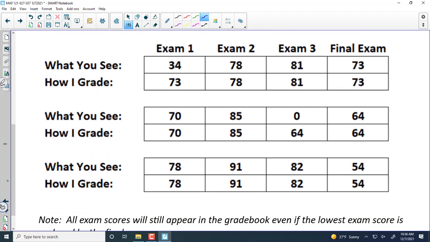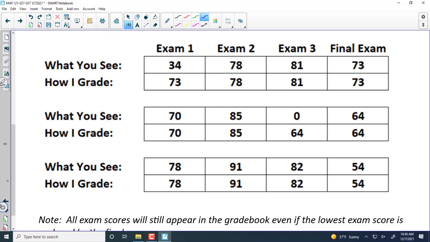So if these were your scores, and if these match yours, I'm terribly sorry. I'm not trying to show your grades terrible. It's pure coincidence. If you got like a 34 in the first exam, didn't do so well, but then you really picked up your game here, what's going to happen is this 73 is actually going to replace this 34 down here. Now you're still going to see the low grade in the grade book, but I'm not using it. I am using the final exam score.